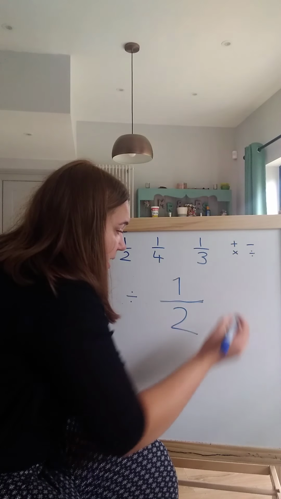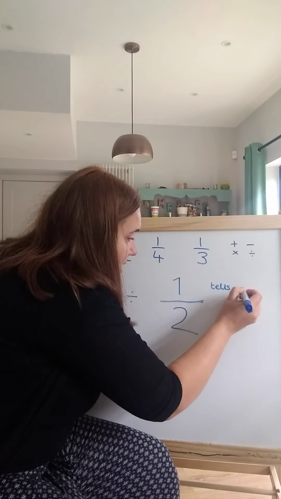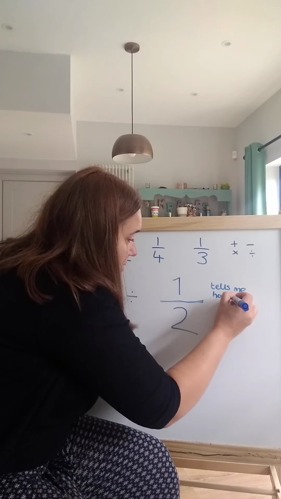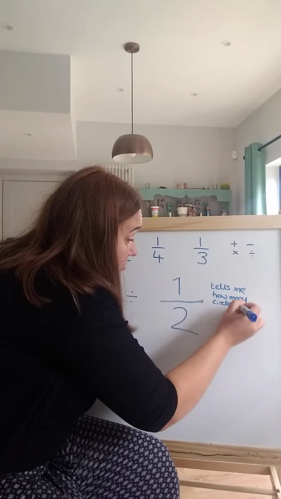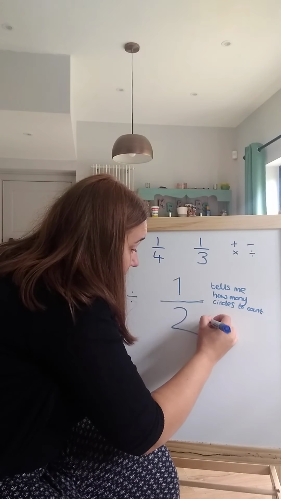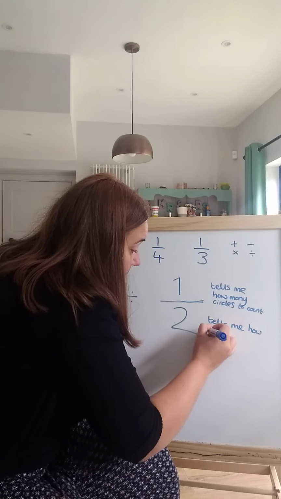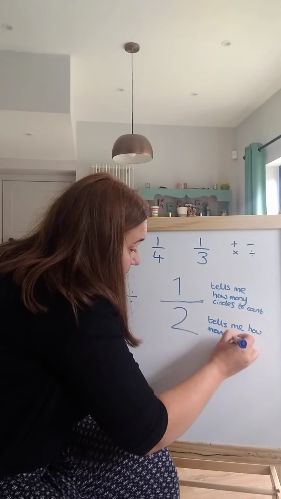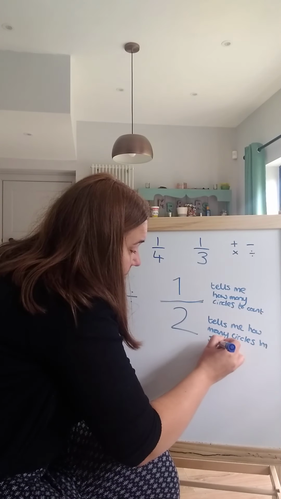So this number tells me how many circles to count. And this number tells me how many circles I'm sharing into. Okay?